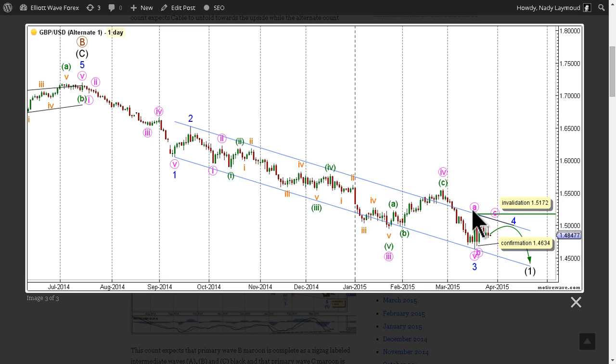So to wrap this up, today's main count expects cable to unfold toward the upside within intermediate wave 2 blue, while the alternate daily count expects that intermediate wave 1 blue is incomplete and that new lows are around the corner.